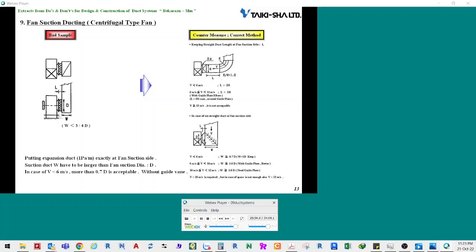If a chamber is installed on the suction side, the depth should be longer than the suction diameter. If the suction wind velocity is slower than 6 meters per second, the chamber depth may be relatively shorter. The suction wind velocity may be up to 12 meters per second, but you must not design fan systems to be imposed with unreasonable airflow resistance.